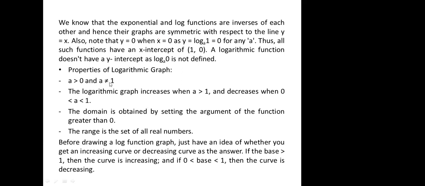Why is a different from 1? Because if it's 1, we get 0. And the base needs to be bigger than 1 for the graph to increase. The logarithmic graph increases when a is bigger than 1, and decreases when it's between 0 and 1. So increases goes up and decreases goes down.